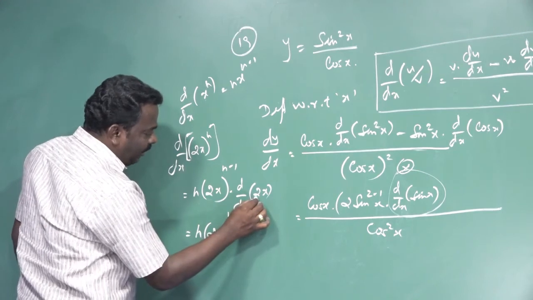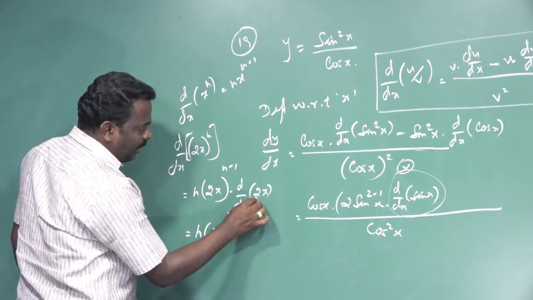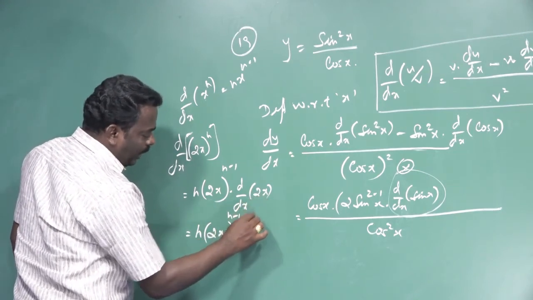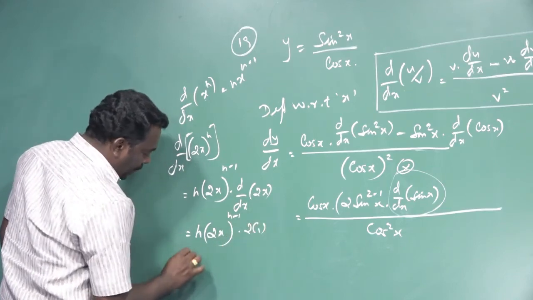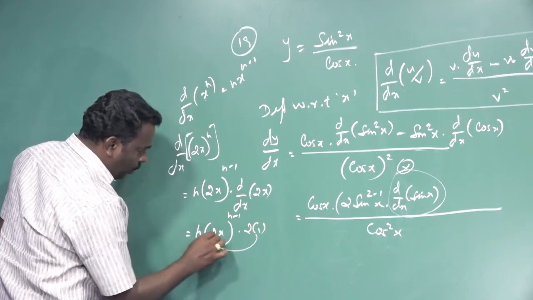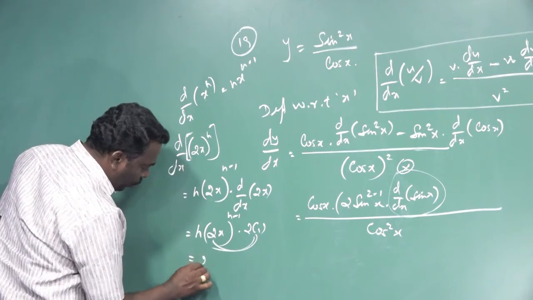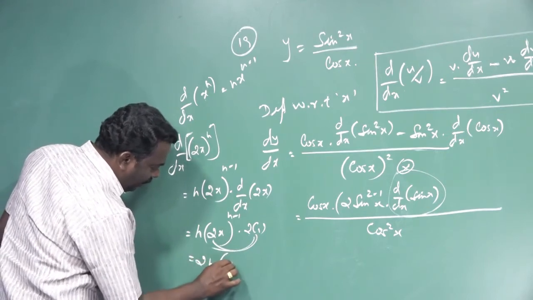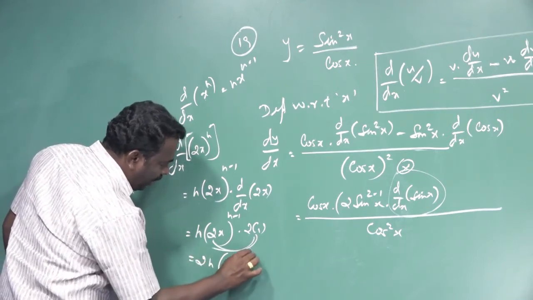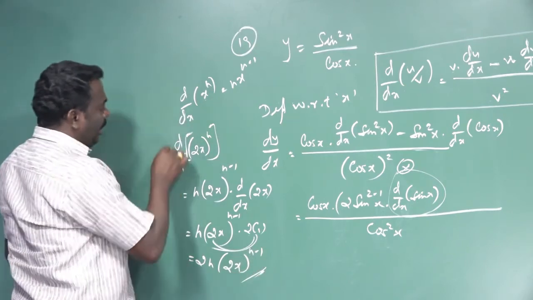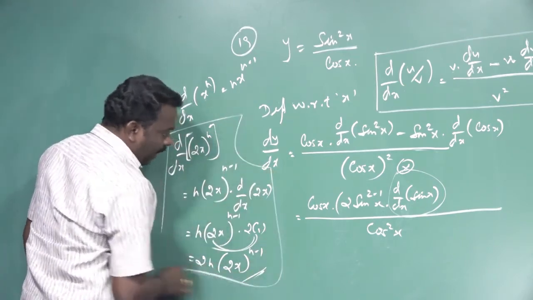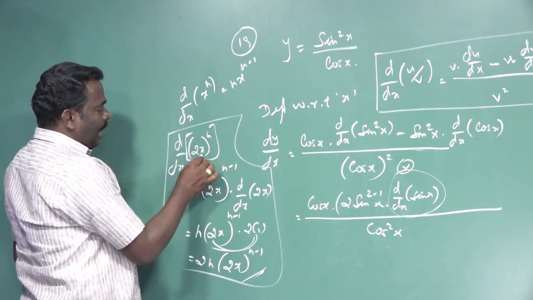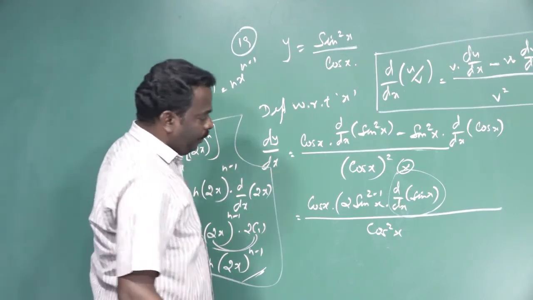Again, differentiation of 2x. 2 is called the coefficient term. x with respect to x is 1. Therefore, 2 into 1. Therefore, multiply the terms, 2 into n, and within the bracket 2x whole power n minus 1. This is called the derivative. The derivative is obtained by applying it to any such term along with the x.